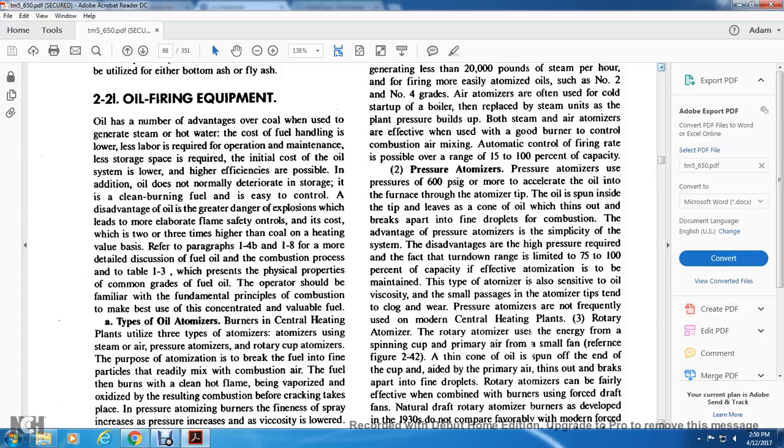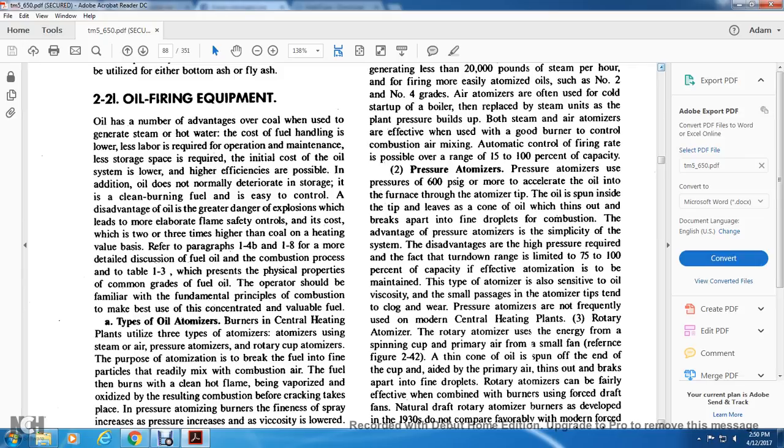Oil firing equipment. Oil has a number of advantages over coal when used to generate steam or hot water. The cost for fuel handling is less, less labor is required for the operation, and less storage space is required. The initial cost of the oil system is lower, and high efficiencies are possible. The oil does not normally deteriorate in storage. It is a clean burning fuel and easy to control.